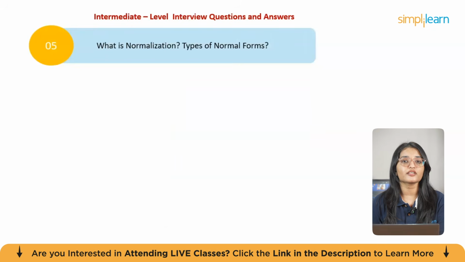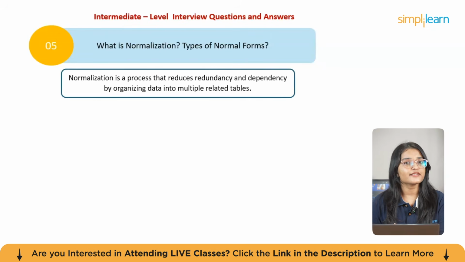Next question is, what is normalization and what are its types? The answer is, normalization is a process that reduces redundancy and dependency by organizing data into multiple related tables. This ensures that data is stored logically and efficiently, improving data integrity and consistency.